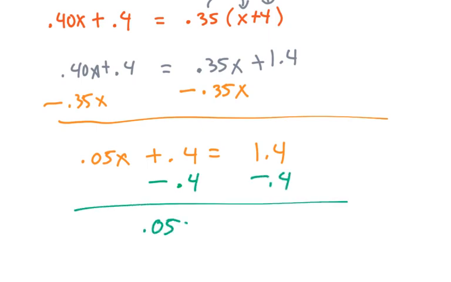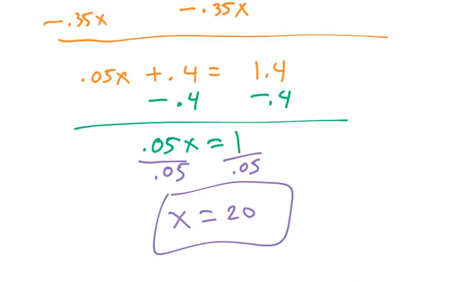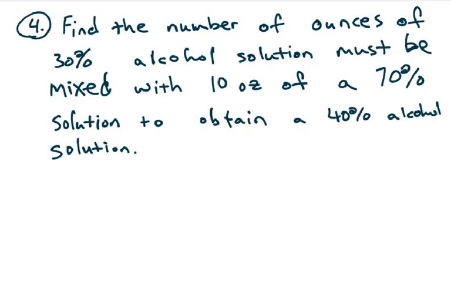So 0.05x equals 1. And to finish this problem off, we're going to divide by 0.05, which should give me 20. And there we have it. So, way more intimidating looking than it is to actually do it. Okay, let's look at the next one.